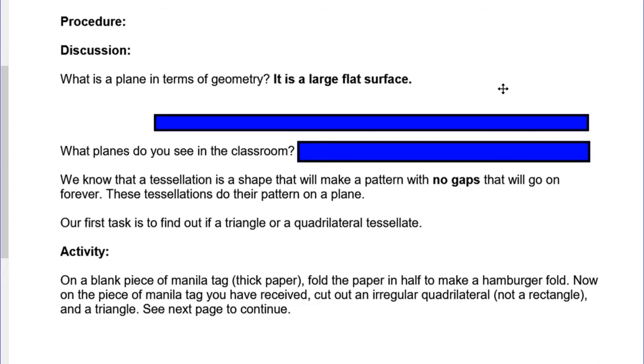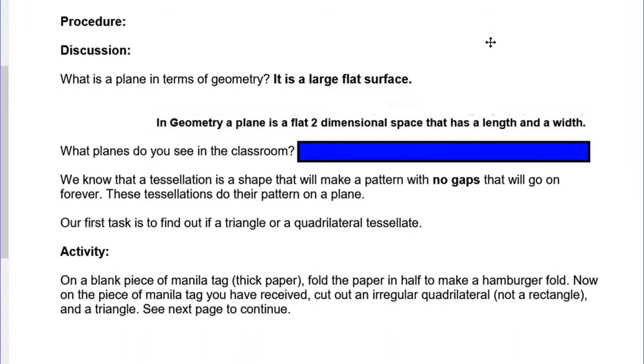So your desktop, that's a plane. The floor, that's a plane. Right? Now in geometry, it's basically stated as a flat two-dimensional space that has a length and a width. So it's a flat surface.